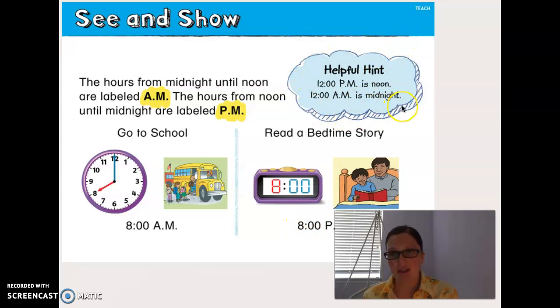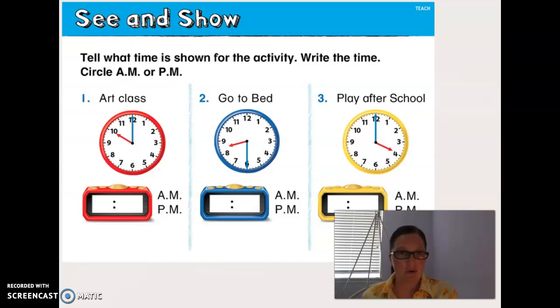So here's our helpful hint. This is what I was telling you. 12 o'clock p.m. is noon. 12 o'clock a.m. is midnight. Okay, so hopefully that'll help you with your work today. Let's do these quick ones, and then we'll talk about what pages go with our work today.